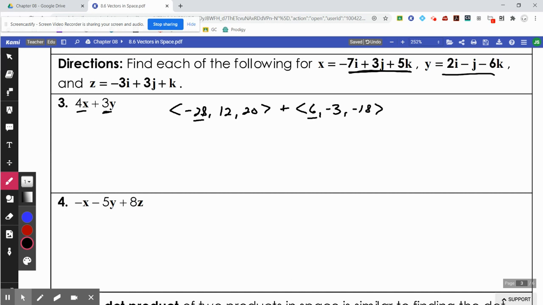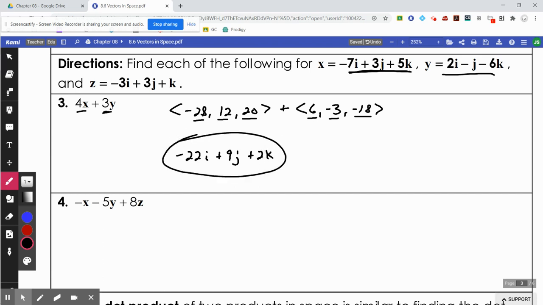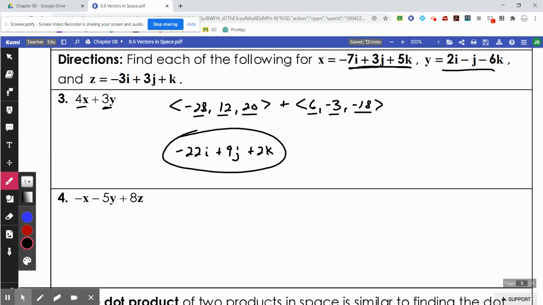Negative 28 and 6 is a negative 22, and if you'd like to just put the i after it now. 12 and negative 3 is 9, so that'd be plus 9j. And then 20 minus 18 would be plus 2k. So there it is, written as a linear combination. The next one, negative x, you could also leave it as a linear combination. The only thing, it gets a little bit ugly with all the i's, j's, and k's.